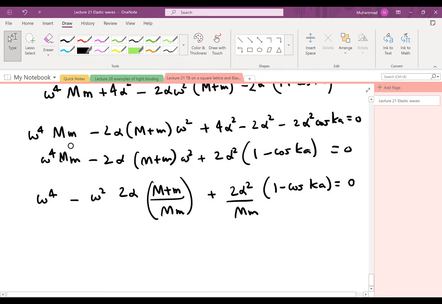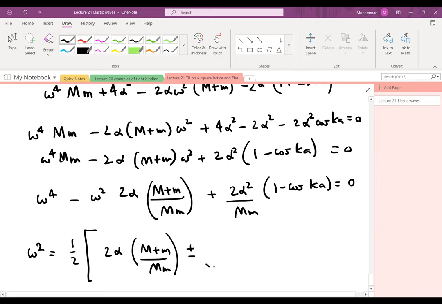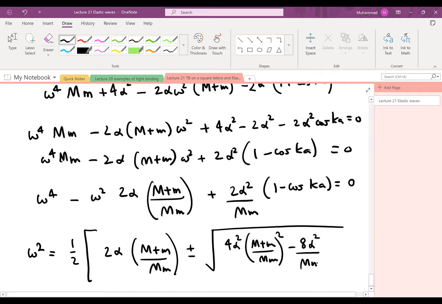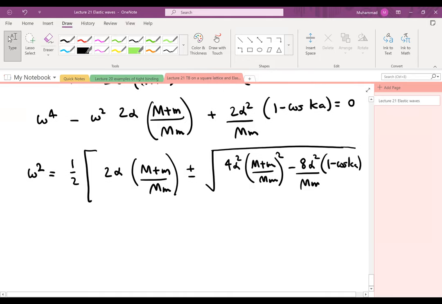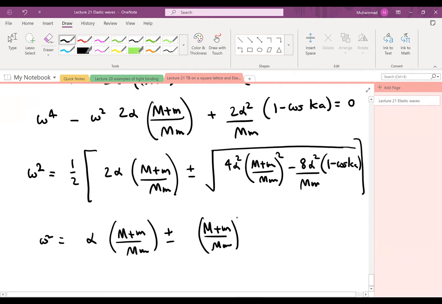Now this is a quadratic equation in omega square, so omega square becomes one half of 2 alpha (M plus m) over Mm, plus or minus the square root of 4 alpha square ((M plus m) over Mm) whole square minus 8 alpha square over Mm (1 minus cosine k). Now what I could do is take certain things out, so I'm left with omega square is alpha (M plus m) over Mm, plus or minus the square root of ((M plus m) over Mm) whole square minus 2 over Mm (1 minus cosine k).